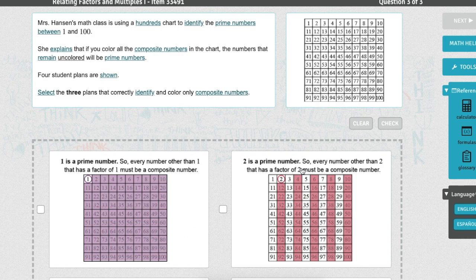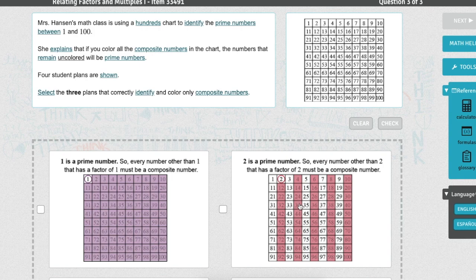So 2 is a prime number, so every number other than 2 that has a factor of 2 must be composite. Okay, so I can divide 12 by 2. I can divide 22 by 2. I can divide 32 by 2, 42 by 2, 52 by 2, 62 by 2, 72 by 2, 82 by 2, 92 by 2. And I can do the same with the 4s, right?